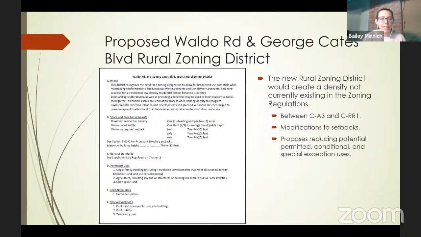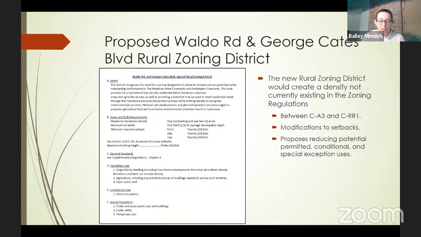They made some modifications to it, so they're not as, I think the CA3 is like a 50-foot setback versus the CRR1 is a 25-foot setback. So they've kind of adjusted some of that in between. And they're proposing to reduce the list of permitted uses, conditional uses, and special exceptions to just what is specific on their application.